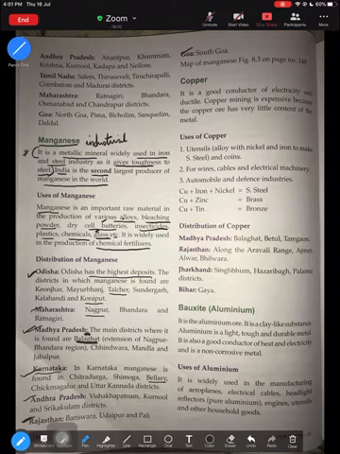Now moving to copper. Copper is a very important mineral. One important quality of copper is that it is ductile.